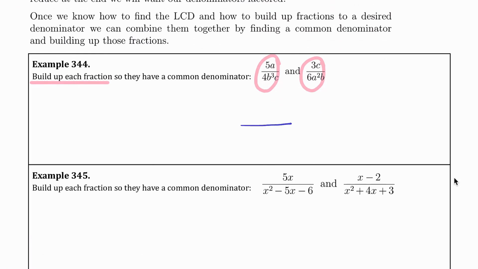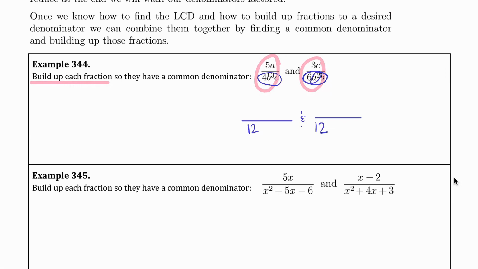I'm going to go ahead and draw two fractions here. Here's our first one. Here's our second one. And let's look at our denominators to find our least common denominator. We start with our numbers. Least common denominator of 4 and 6 is 12. We saw that one earlier.